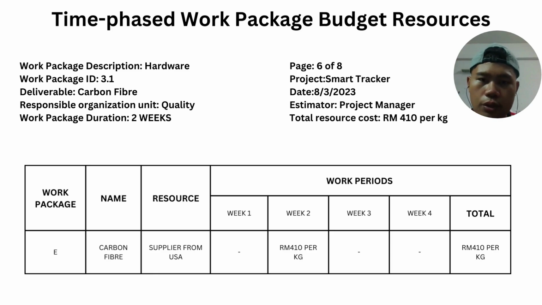Alright, the time phase work package budget resources material cost. The work package description is hardware. The work package is 3.1. The deliverable is carbon fiber.